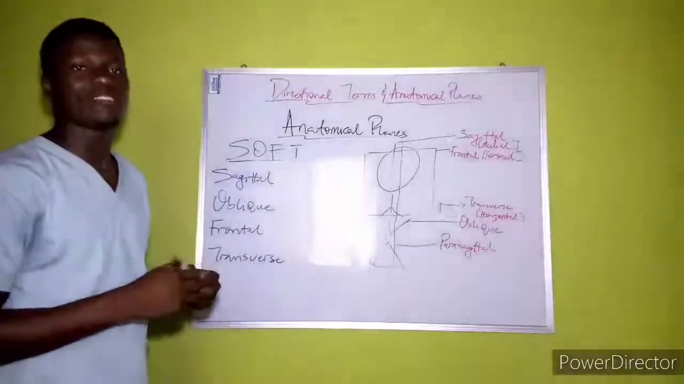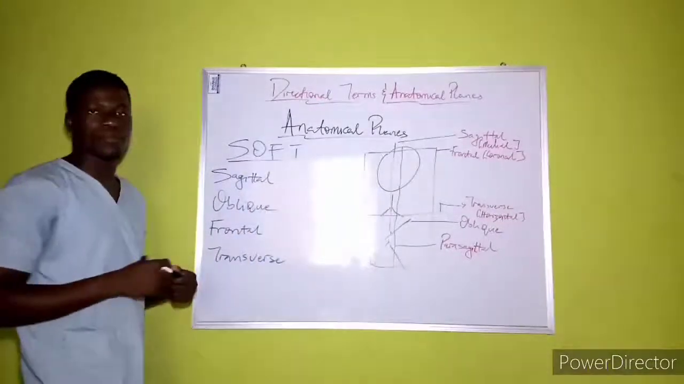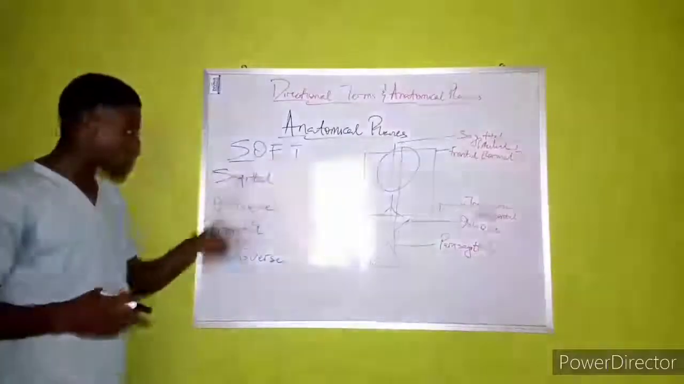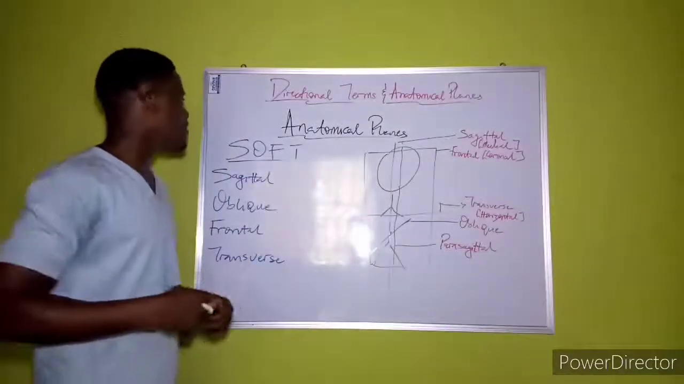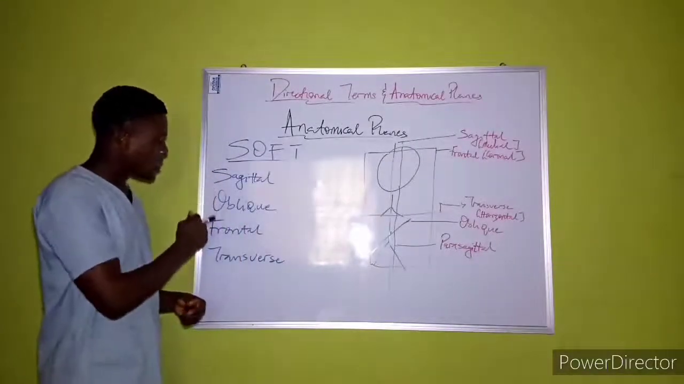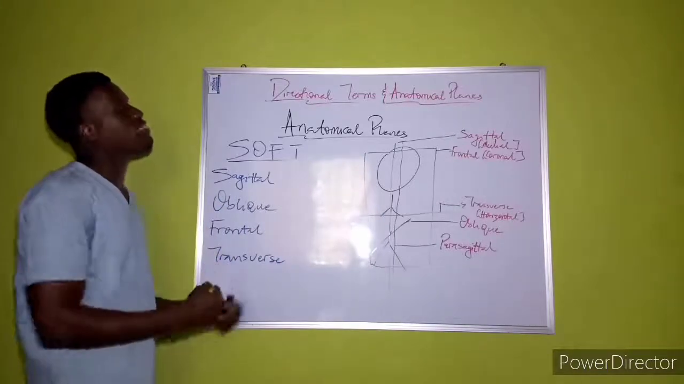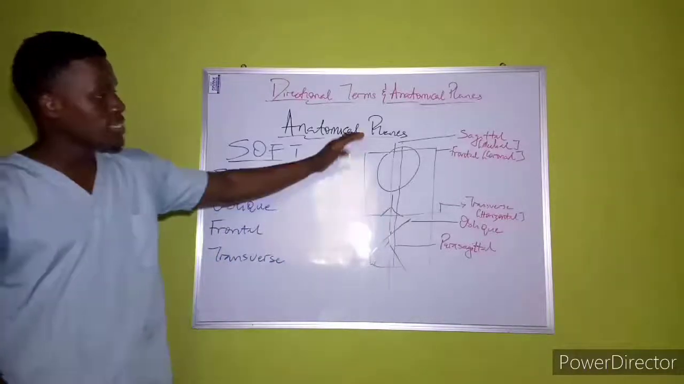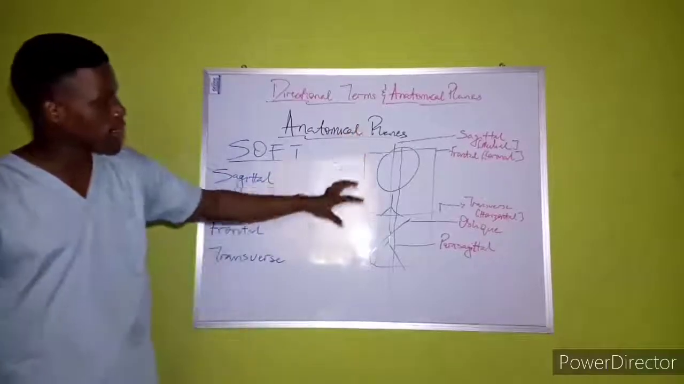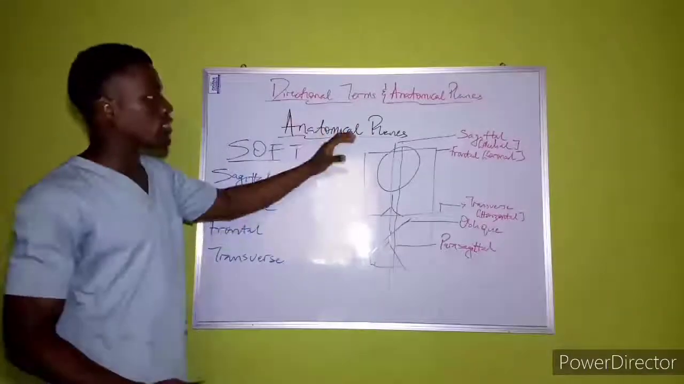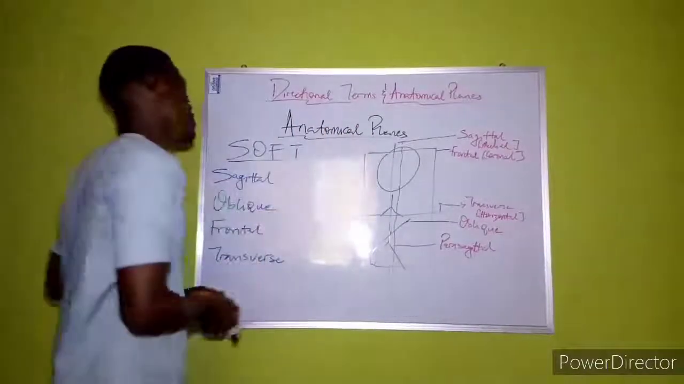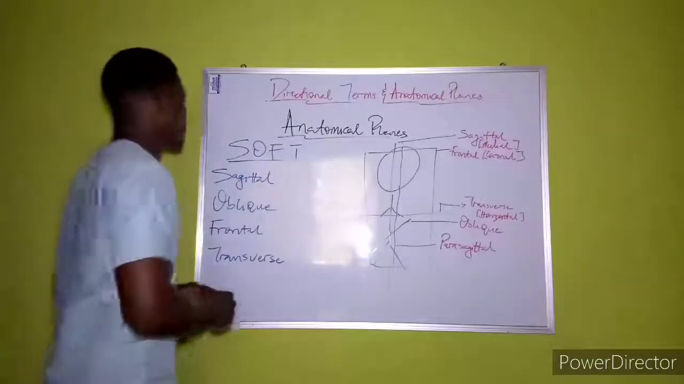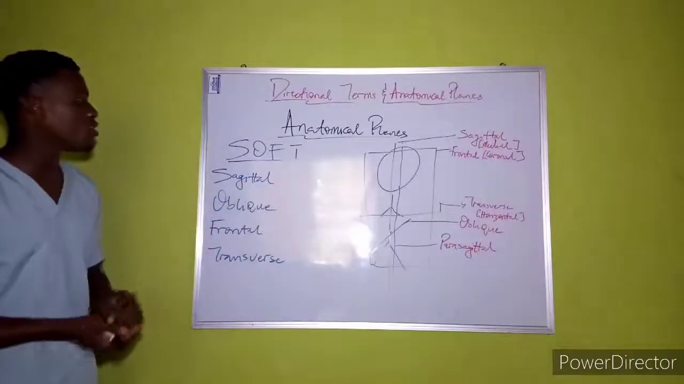There are 4 basic anatomical planes, and they can be represented with the mnemonic SOFT. And when you say SOFT, SOFT simply means what? Sagittal, oblique, frontal, and transverse. Now, we'll be using this diagram over here for the description, so follow along and pay attention so you will understand what we're talking about.